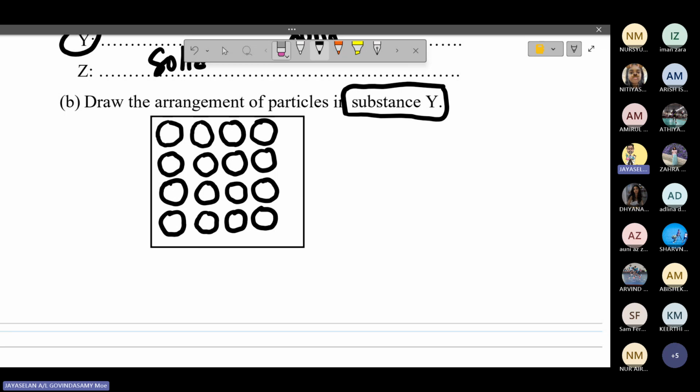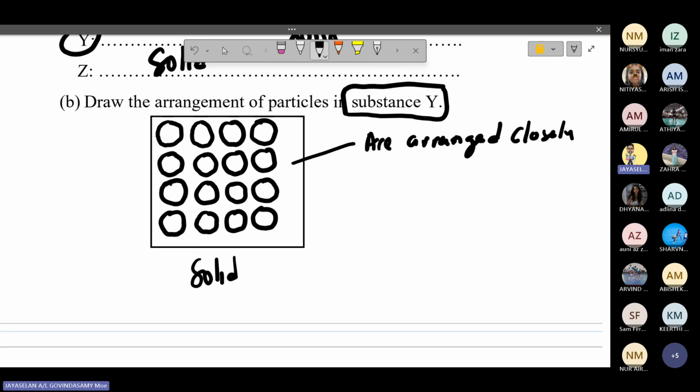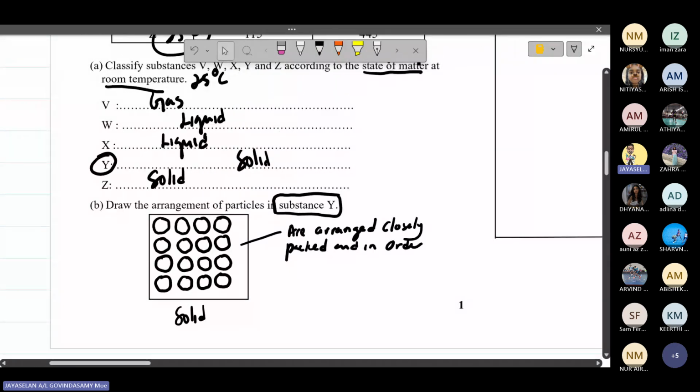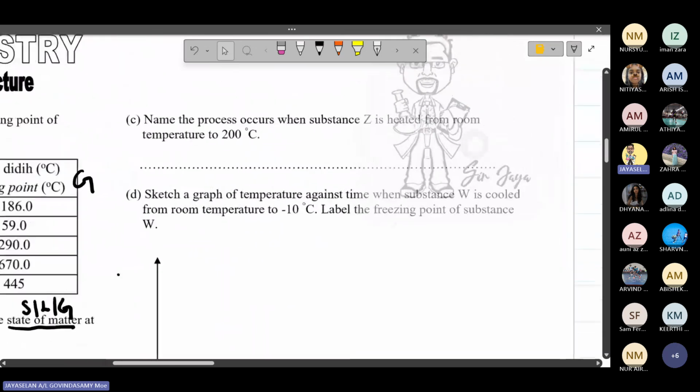If let's say in the exam, they ask you to describe the arrangement of the particle. This is solid, right? How was the arrangement of the particle? The particles are arranged closely. Closely what? Closely packed. And in order. You already got 1 mark. Any question? If solid, you must draw like this. Okay. Any question? No question. Okay. So understand already. Later you all do.